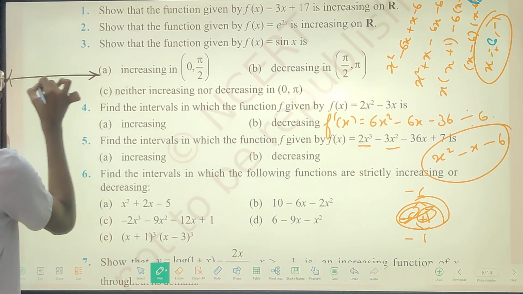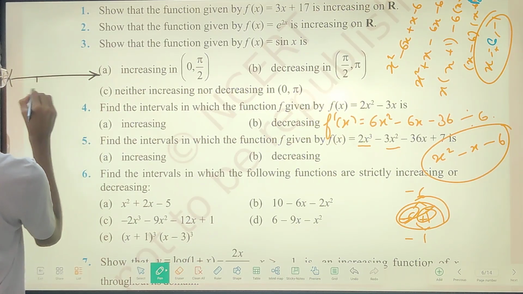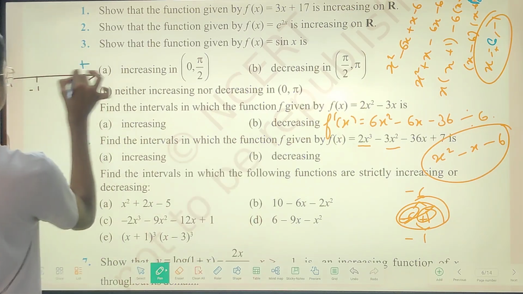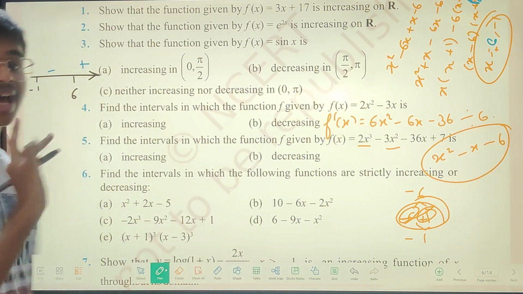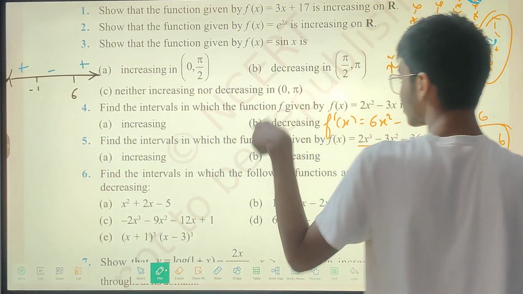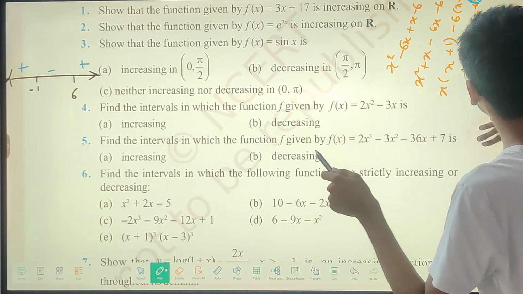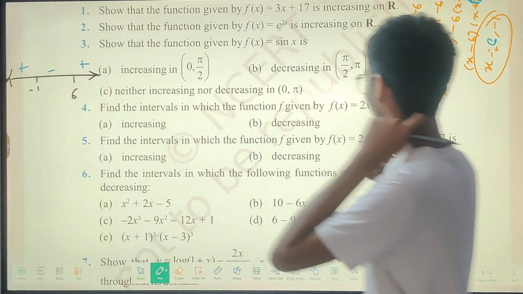Map it: plus 6 and minus 1. Automatically it is going to be plus, minus, plus. But note, there are some times where this will change. That is the wavy curve method we have, right? So that thing will change, and you will have to note that.